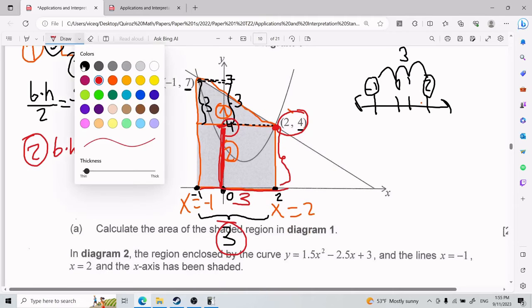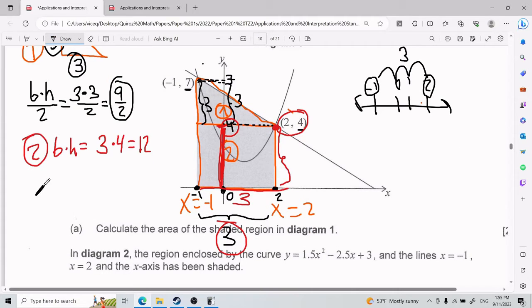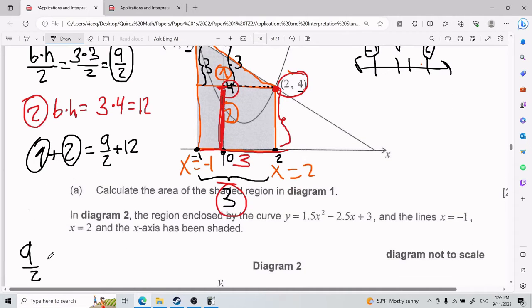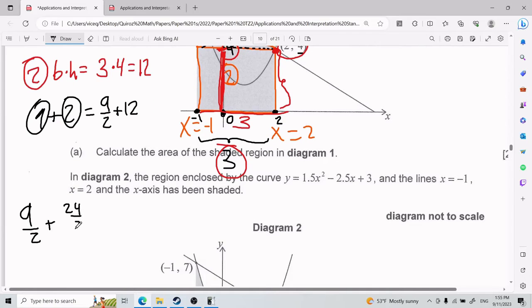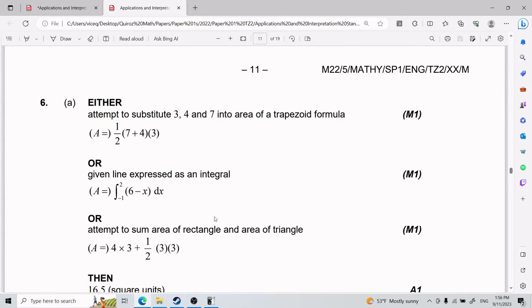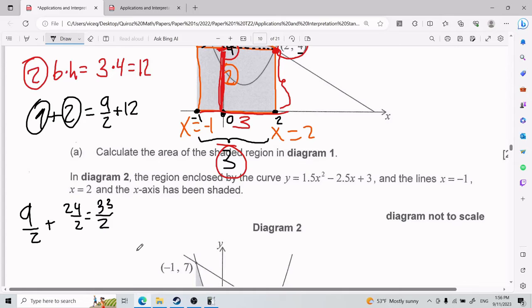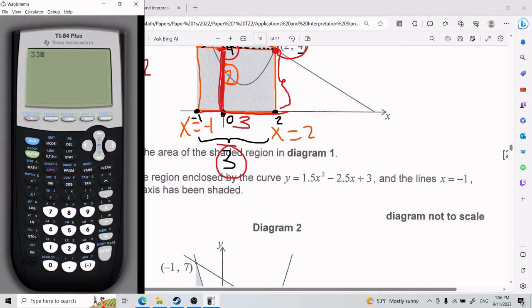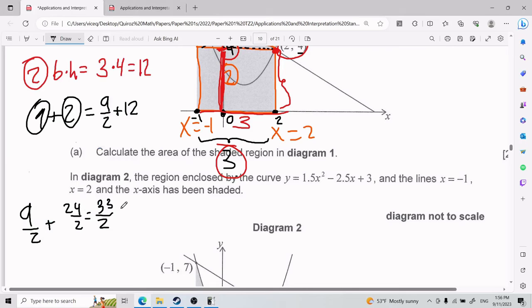So if I go ahead and add both of them together, ¿cierto? I'm going to have the area of the first, plus the area of the second, which means I have 9 over 2 plus 12, which if I convert it all into fractions, ¿cierto? Is going to be 9 over 2 plus 24 over 2, which gives you 33 divided by 2. We go ahead and check the answer key over here. 16.5. 33 divided by 2 gives me 16.5. All right, cool. So that is for part A.